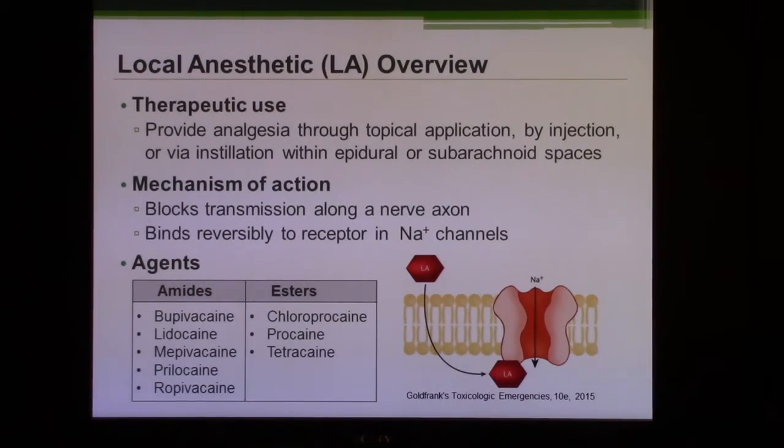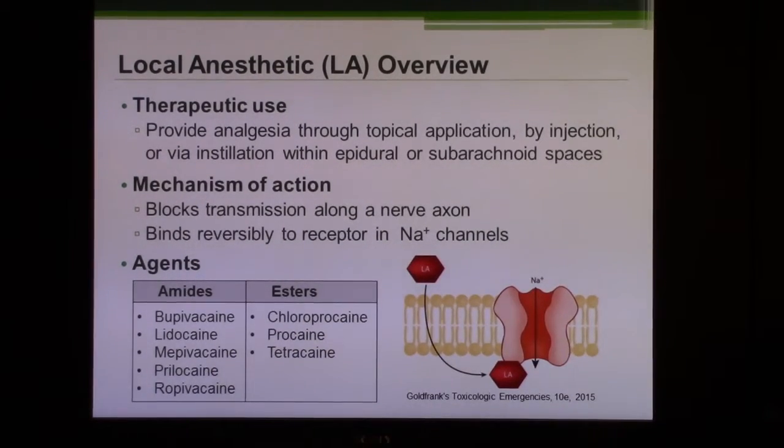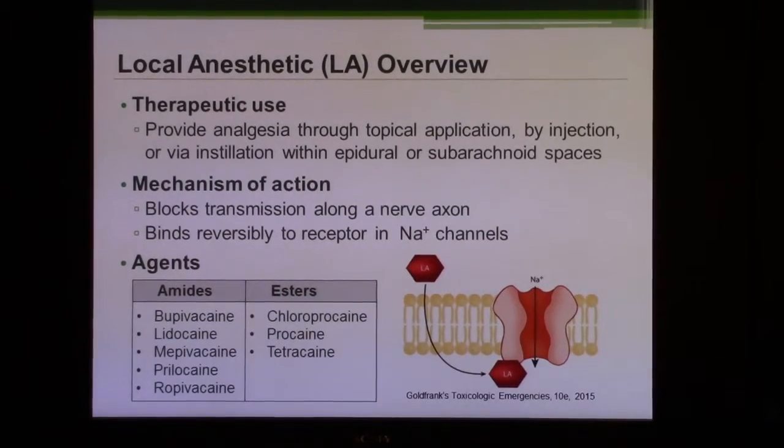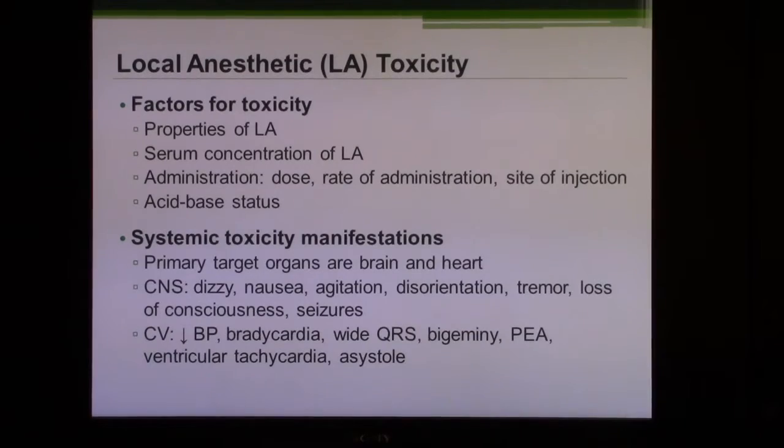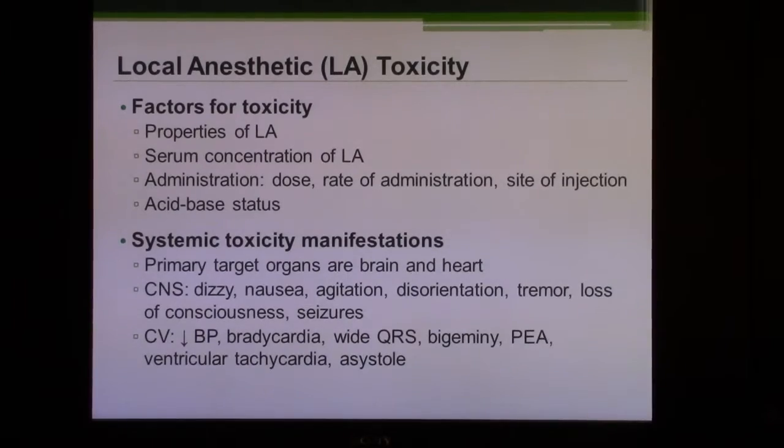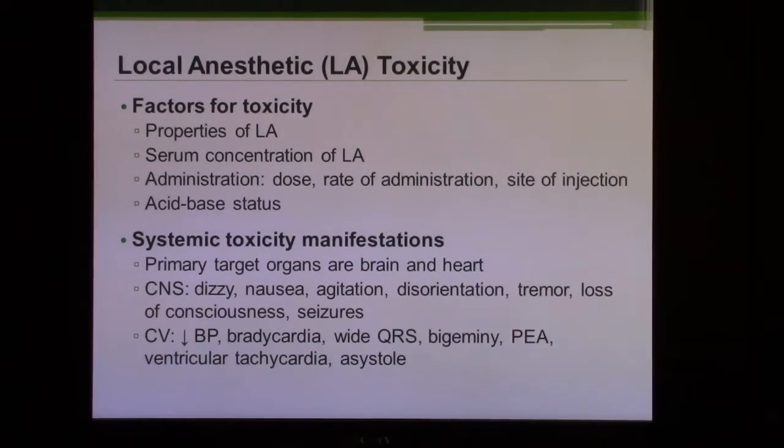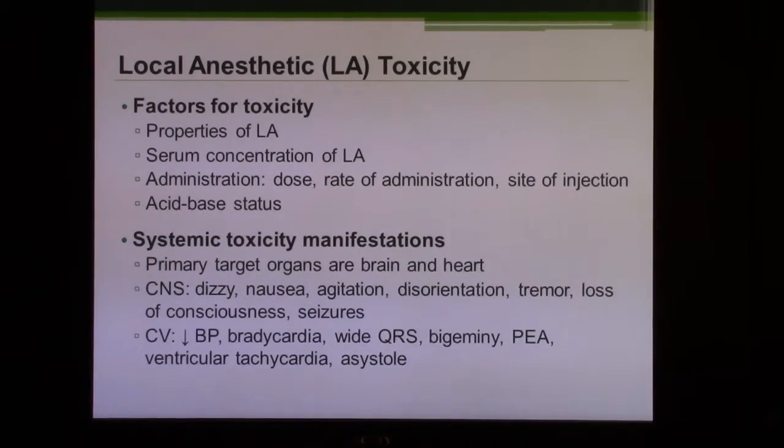Some of the agents, there are two classifications, the amides and the esters, and the properties of these agents can determine the toxicity of the local anesthetics. And here are some of those factors. Regarding properties, how these local anesthetics are metabolized can play a role in how much toxicity they can cause. For the esters, they are less toxic because they're more rapidly hydrolyzed and eliminated in plasma. Whereas the amides have a greater potential for toxicity because they go through liver metabolism, which is slower.